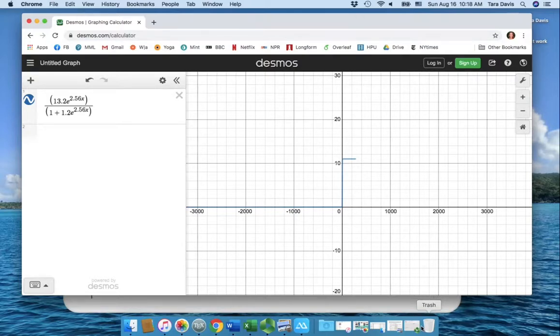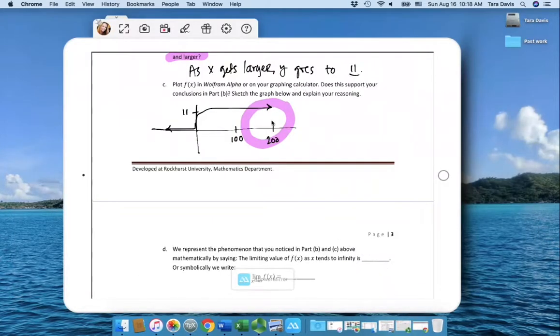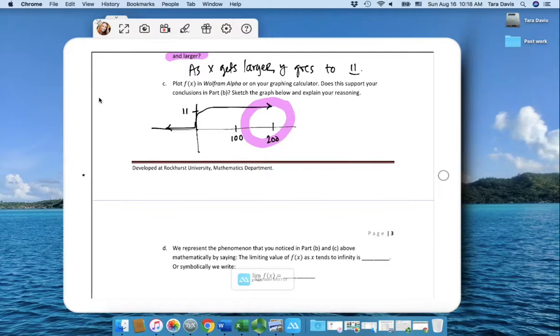But the part that we care about is really this part, because what we want to know is what happens to y. Oh, sorry, I forgot. What we care about is the part that's circled there, because what we care about is what happens to y as x gets bigger and bigger. In other words, I want to know, as x goes to infinity and gets bigger and bigger, what happens to y? It seems like y approaches 11, okay?